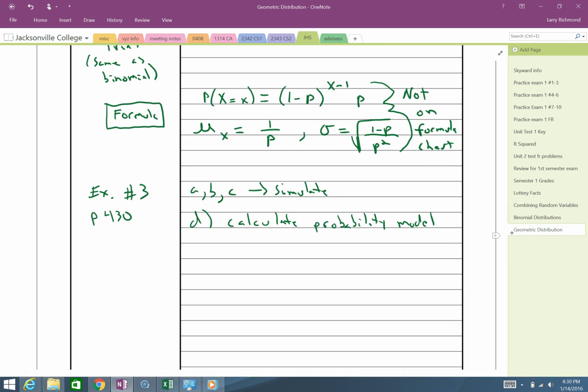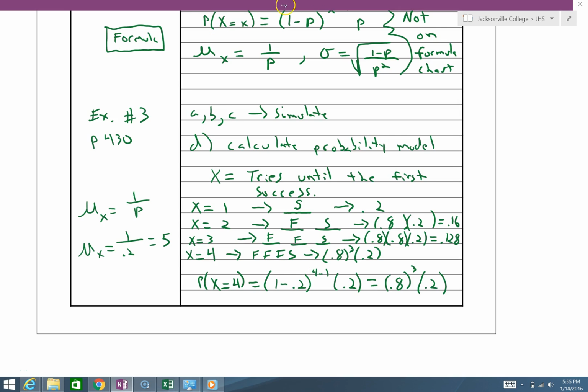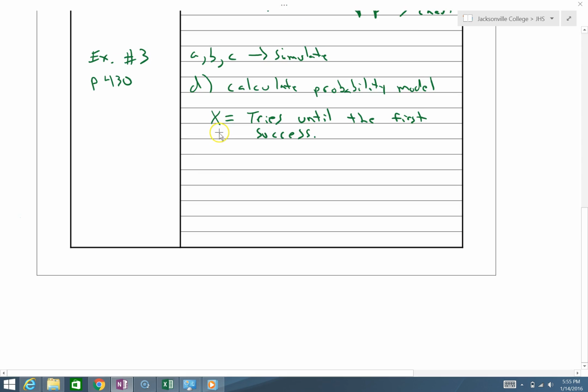Okay, what we're dealing with here is this LeBron James situation with opening up boxes of cereal and looking for his picture in it. And it says 20% of the boxes will have his picture in it. We're going to define X to be the tries until the first success. That is, how many cereal boxes will we need to open up until we get a picture of LeBron?